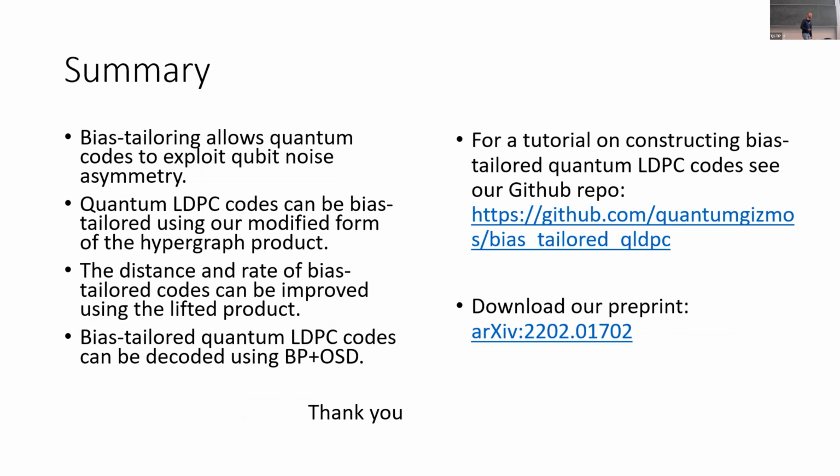Okay, so that's the end of my talk. In conclusion, you can use bias tailoring to improve the performance of quantum codes in the biased noise setting. You can use our bias-tailored forms of the hypergraph product or the lifted product to create such codes, and they can be decoded using BPOSD. So this was a very quick introduction. If you're interested in learning about it in more detail, we have a detailed tutorial on our repository, and you can also download our paper.